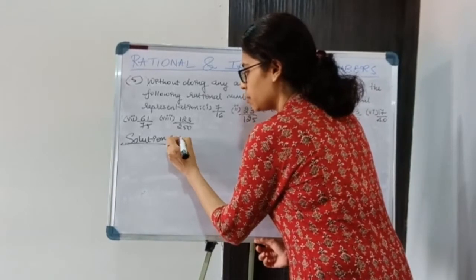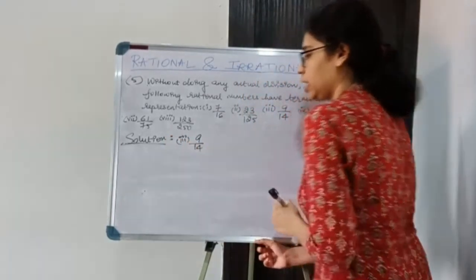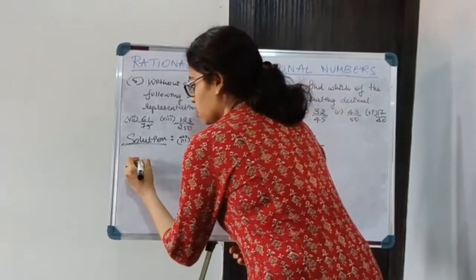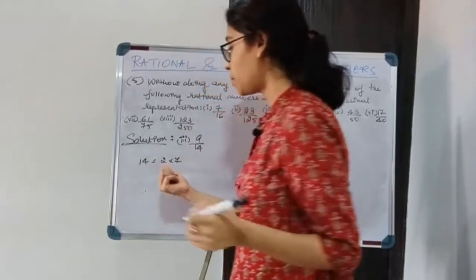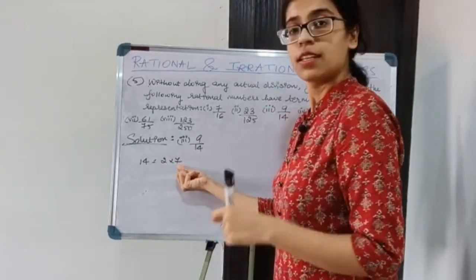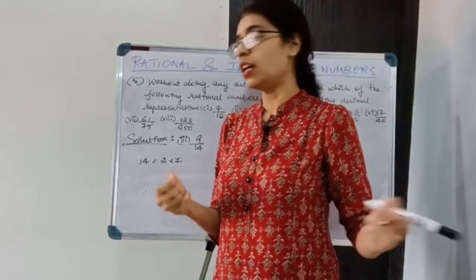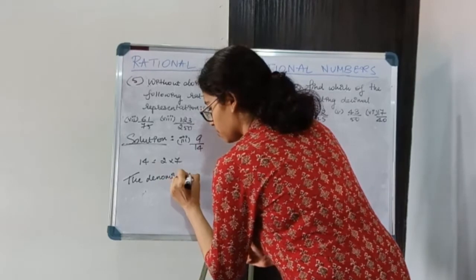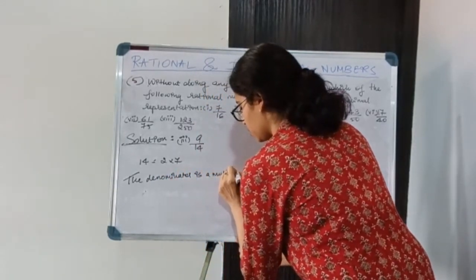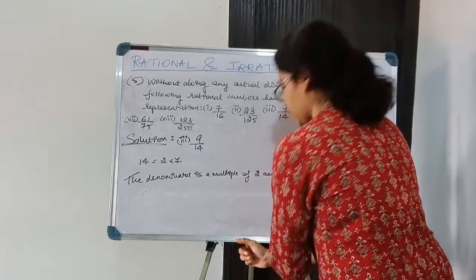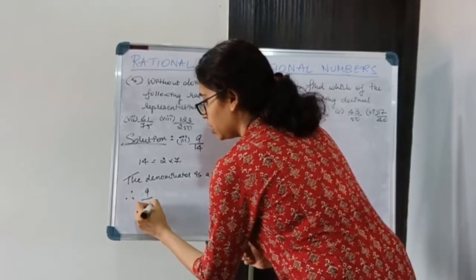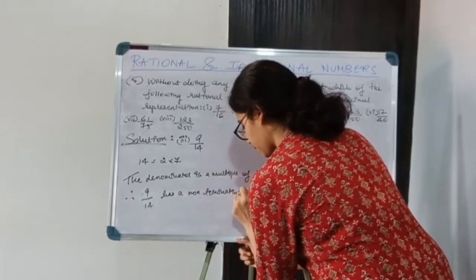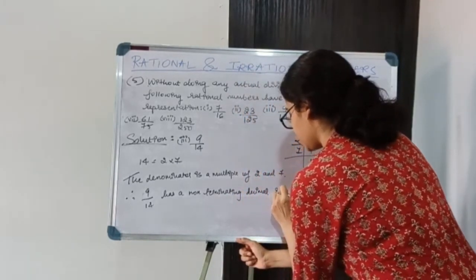Moving on to the third fraction 9 by 14. I'll factorize 14. It is 2 7s are 14, 7 1s are 7. So 14 is equal to 2 into 7. It is a multiple of 2 and some other number, which is not acceptable as it is going to give you a non-terminating decimal. Therefore I'll write down the denominator is a multiple of 2 and 7. Therefore 9 by 14 has a non-terminating decimal representation.